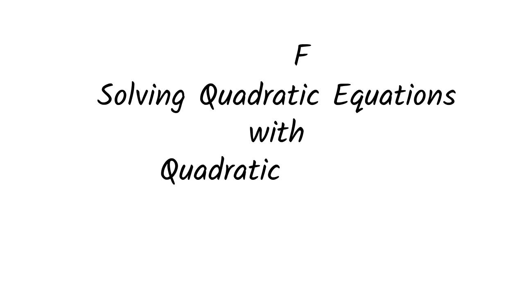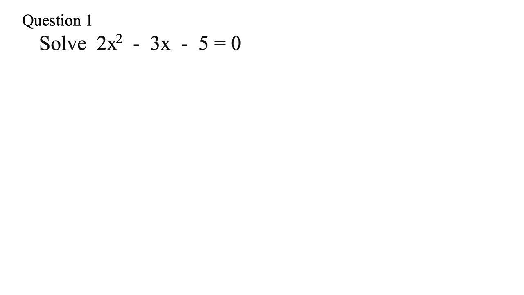We will be looking at solving quadratic equations using the quadratic formula. Let's take a question. Question 1. Solve the quadratic equation 2x squared minus 3x minus 5 equals 0. We will be using the quadratic formula. This is the best method of solving most quadratic equations. All you need to know here is how to use the formula.